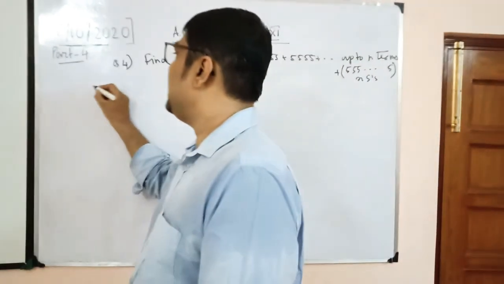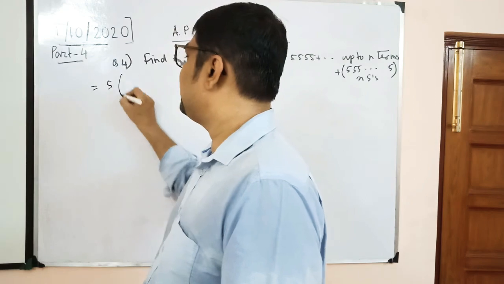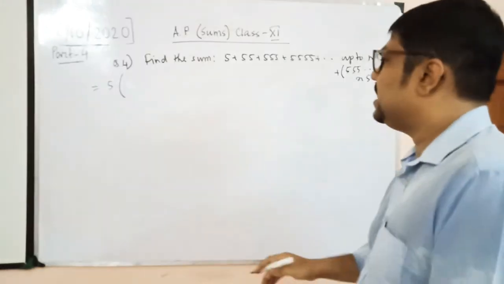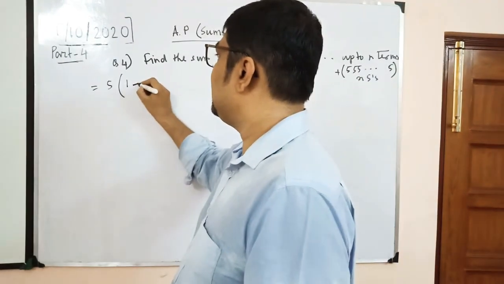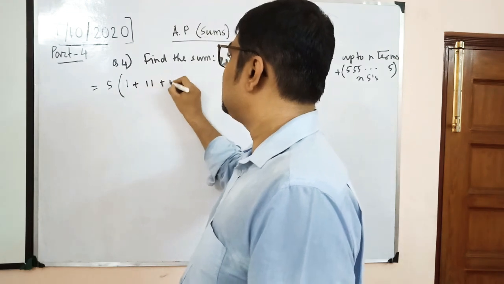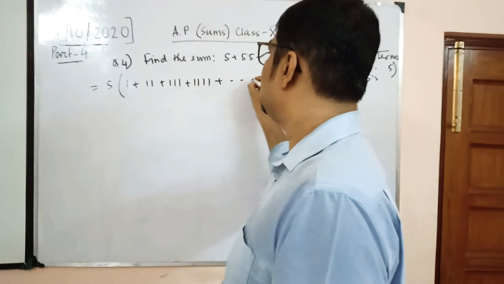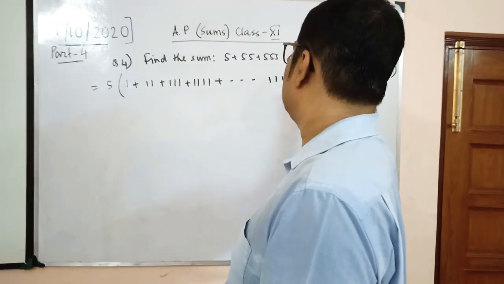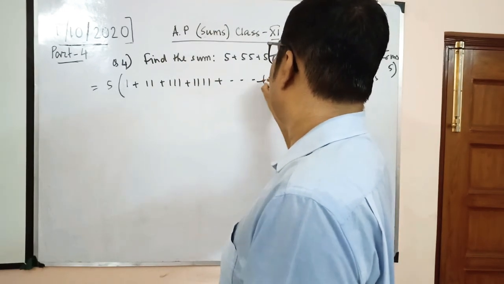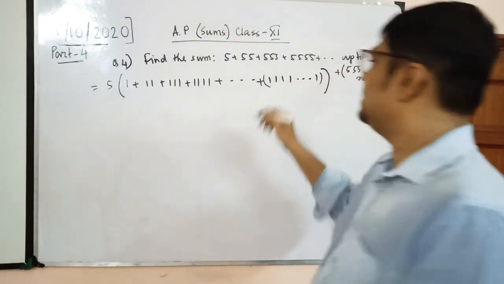So what I do, I take a 5 common from here. If I take a 5 common, I get 1 plus 11 plus 111. Just look at it: 1, 1, 1, 1. So this is a very common structure. N number of ones, the last term, like this.